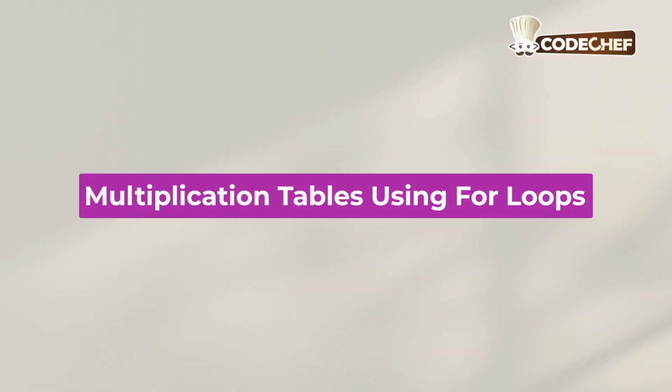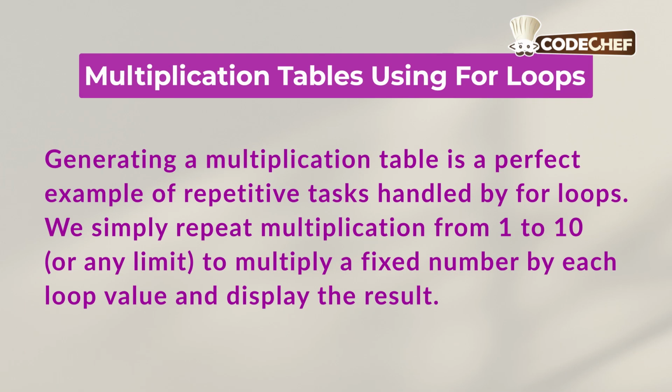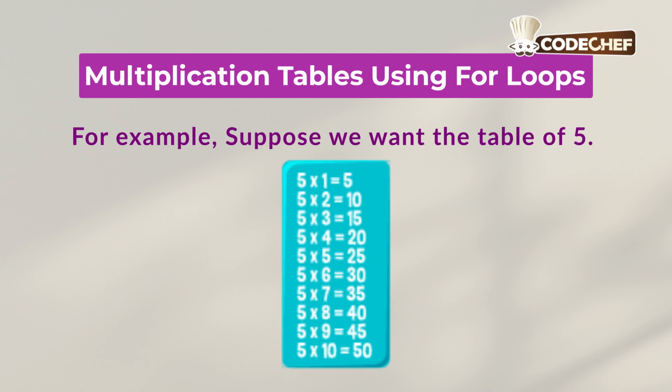Multiplication tables using for loops. Generating a multiplication table is a perfect example of a repetitive task handled by for loops. We simply repeat multiplication from 1 to 10, or in fact any limit, to multiply a fixed number by each loop value and display the result. For example, suppose we want a table of 5.